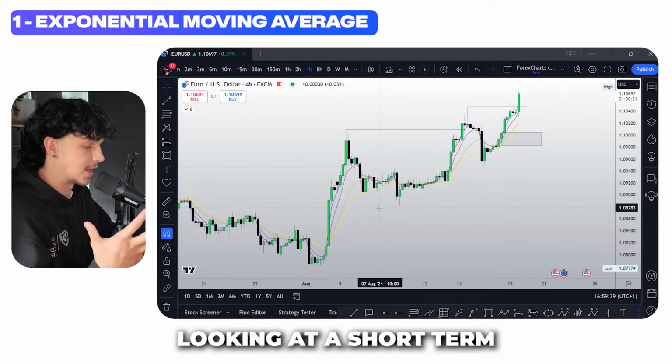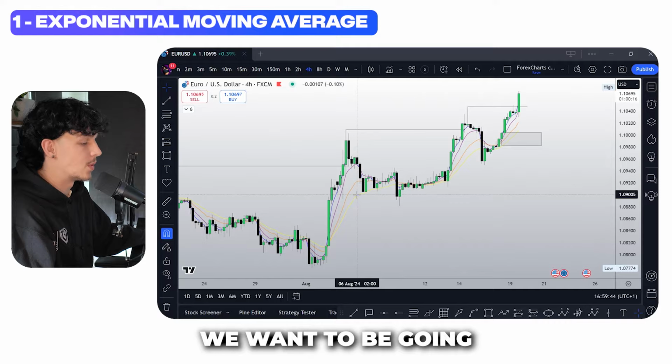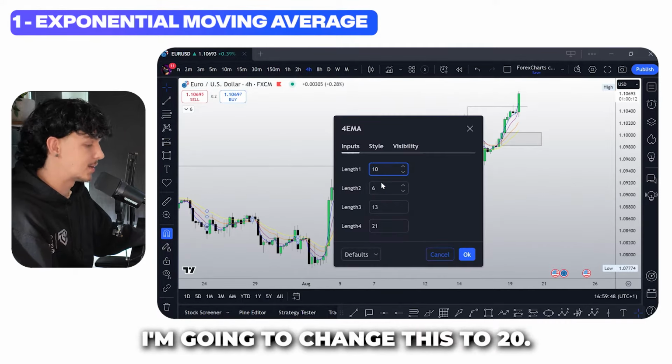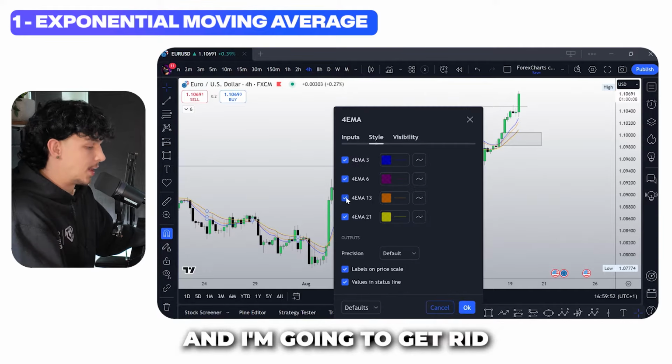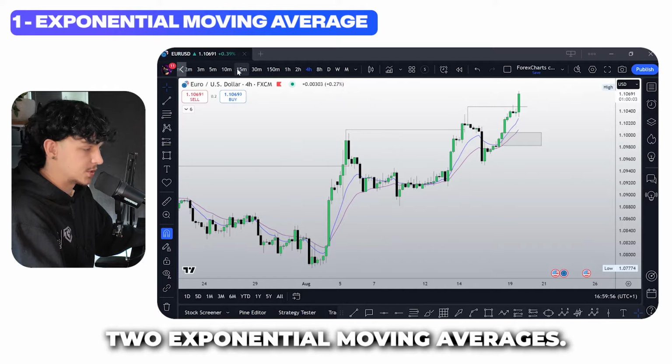Typically, if we want a short-term exponential moving average, so we're day traders or scalpers, we want to go for around 10 to 20 days. So I'm going to change this to 10. I'm going to change this to 20. And I'm going to get rid of the other ones, and I will be given 2 exponential moving averages.